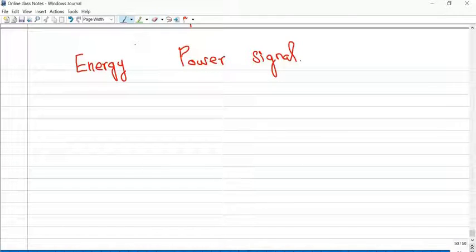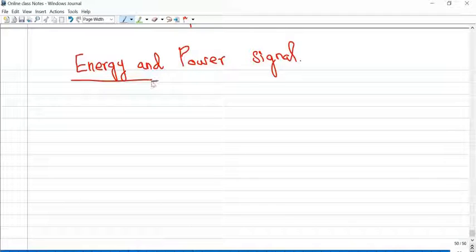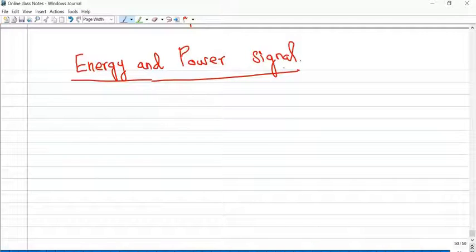Energy and power signal. First, we will discuss the definition. Energy signal and power signal. So I'm explaining in a shorter way. Continuous time signal formula, discrete time signal formula.